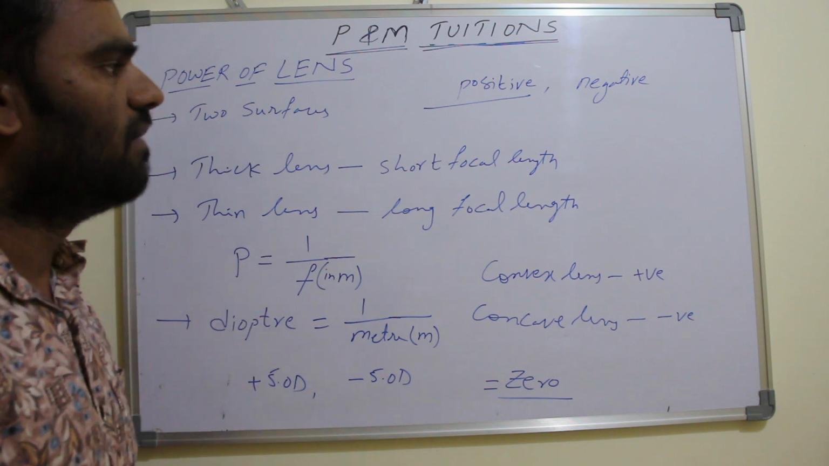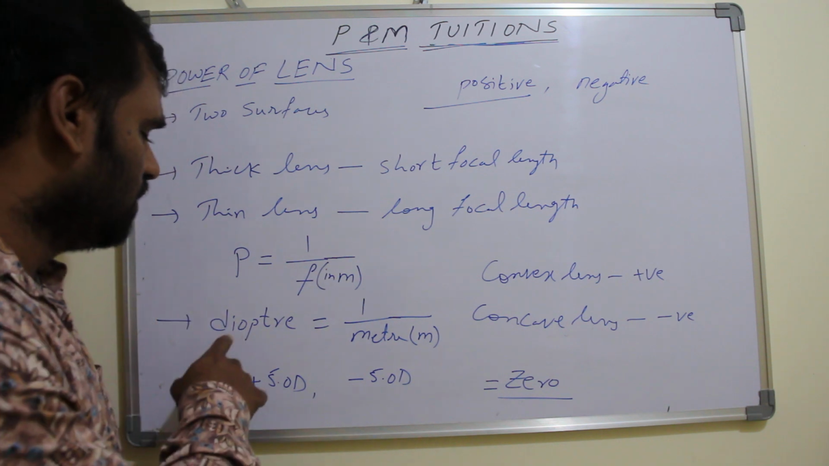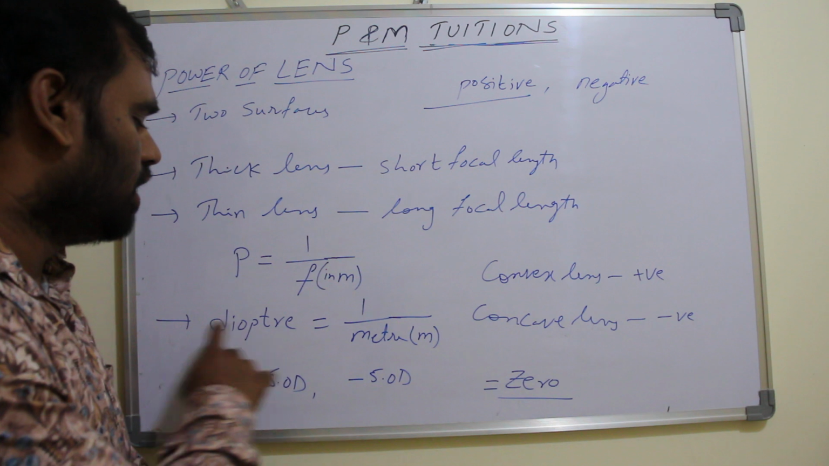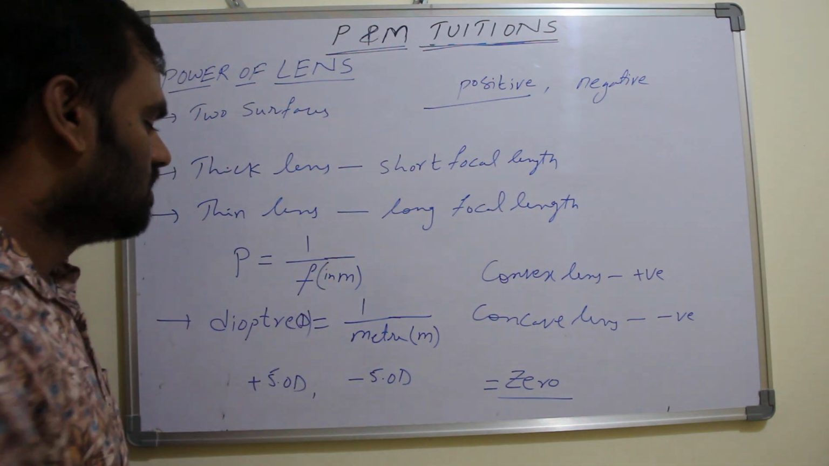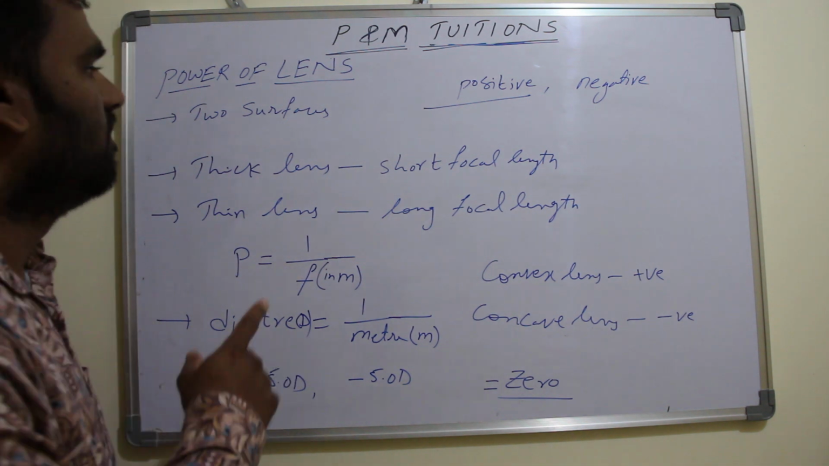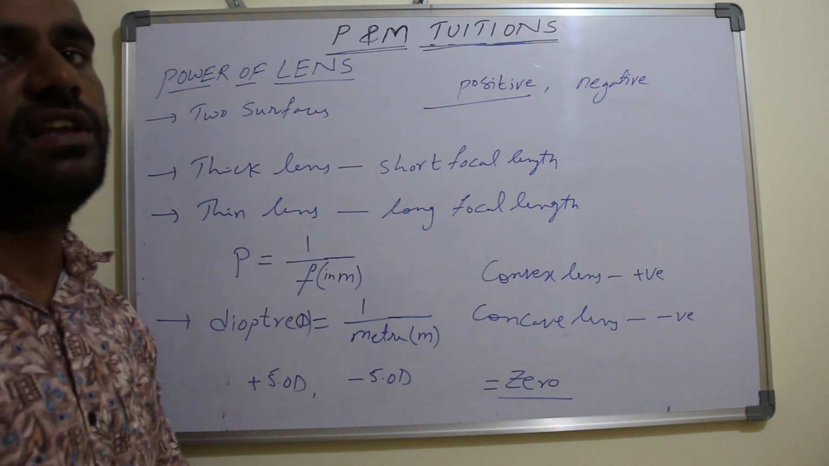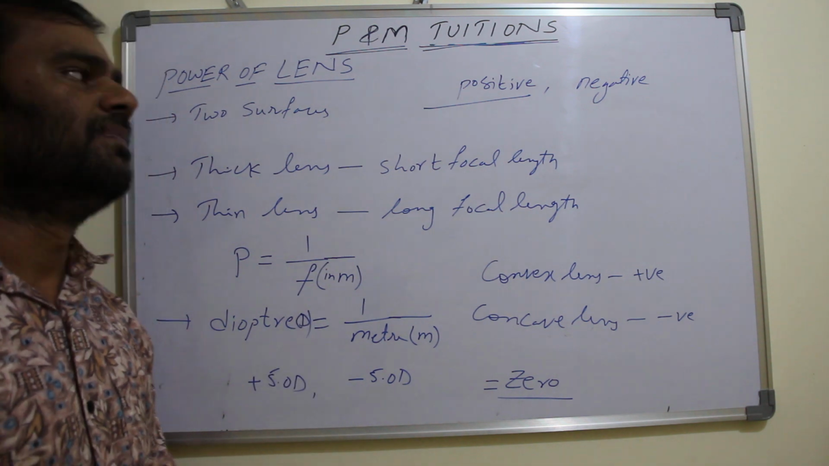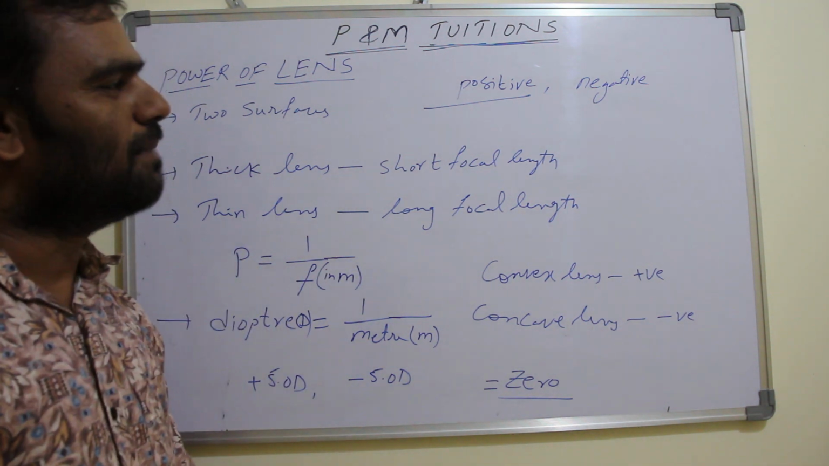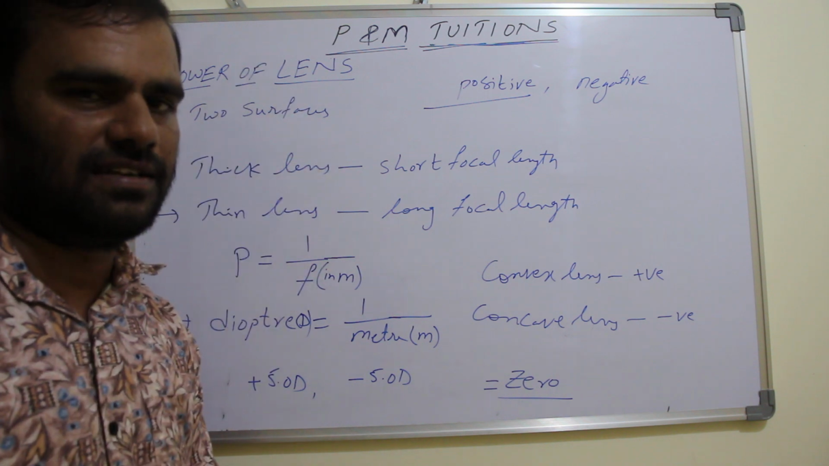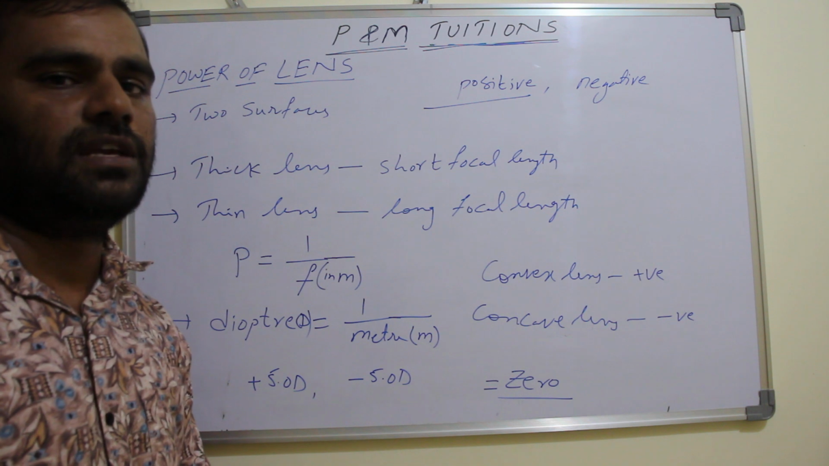From this topic you can expect one compulsory question, either on units: what is the unit of power? Diopter. And the diopter symbol is capital D. Or you can expect the formula of power of lens: the reciprocal of focal length of a lens is called power of lens. You can expect at least a choose-the-correct-answer question, and for competitive exams this topic is very important.